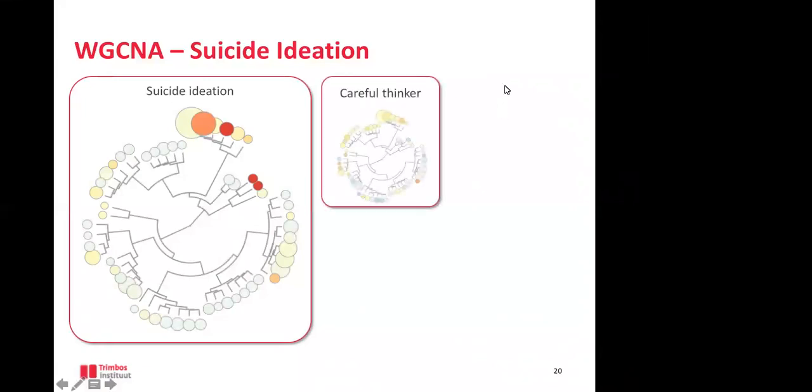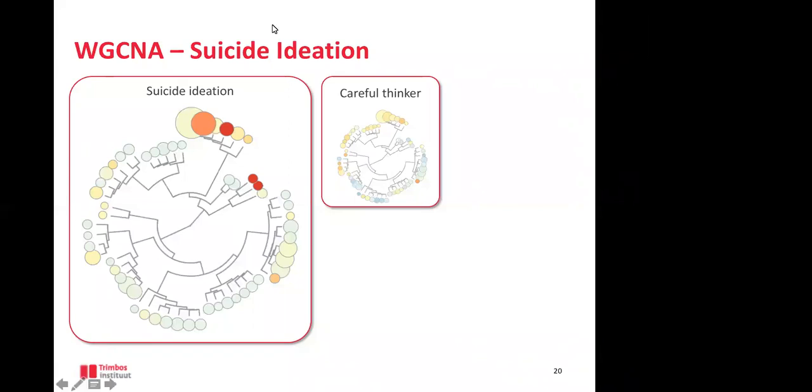Now we can take a look at other variables, such as one of the items that showed differences between these 4 modules. These 4 modules score high in suicide ideation, but are apparently located at a different position in the dendrogram. So they do behave differently. And one of the things that they behave differently on is being a careful thinker.